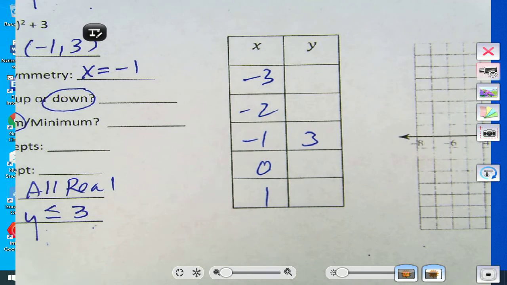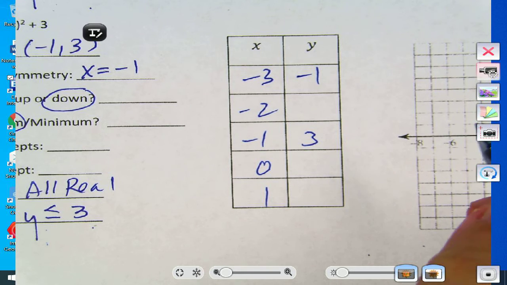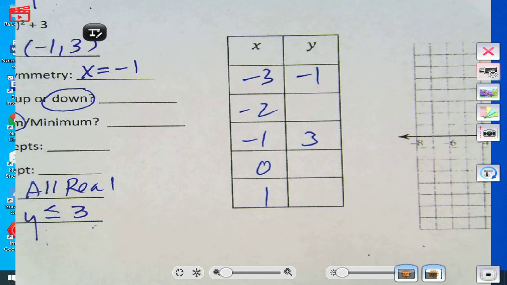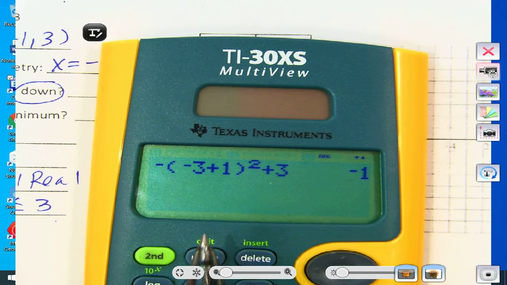Oops, I didn't change it correctly. Negative 3, not 34. So that's negative 6. Plug in negative 1. Negative 6. Plug in 0 and I get negative 3.